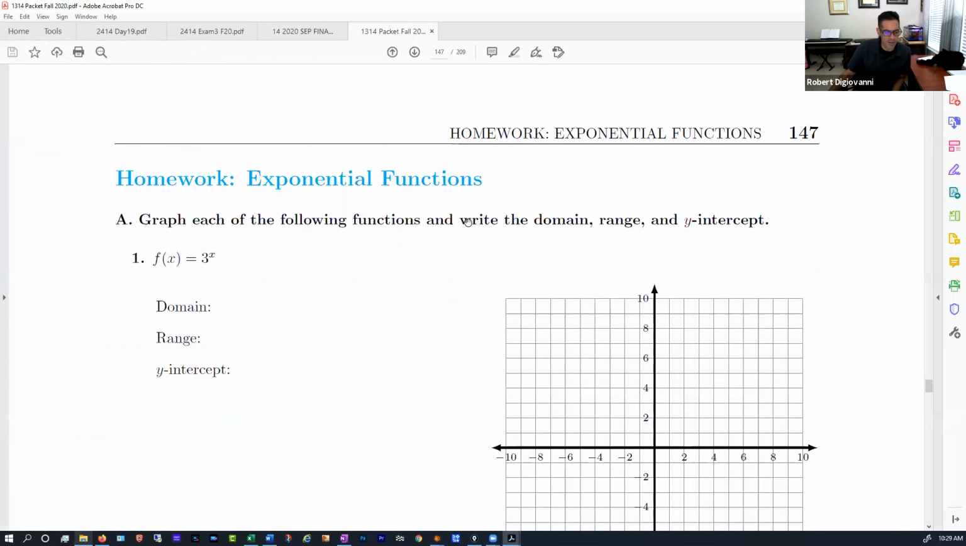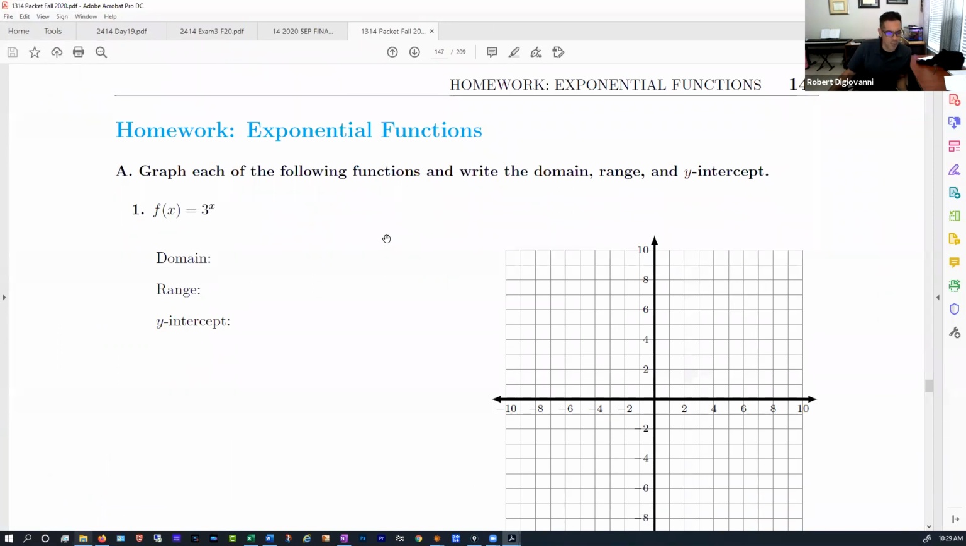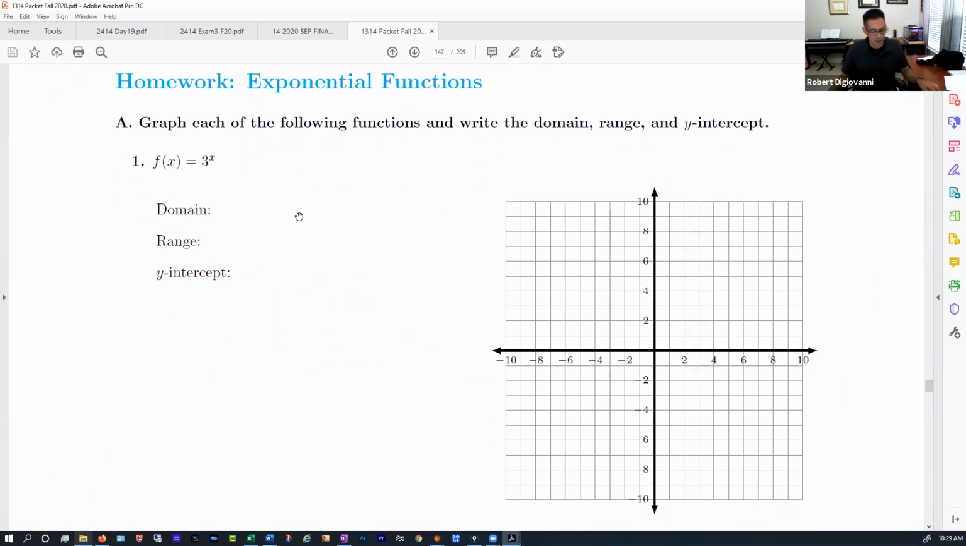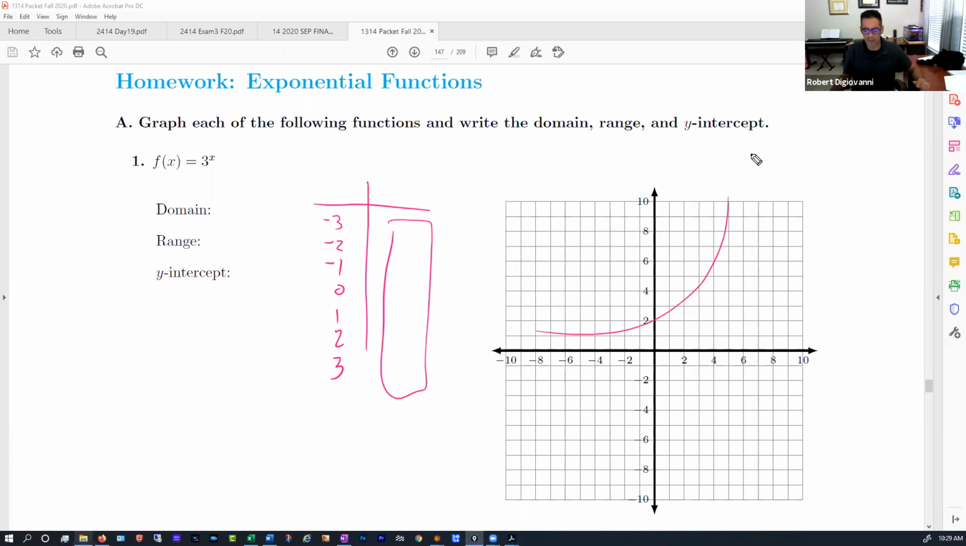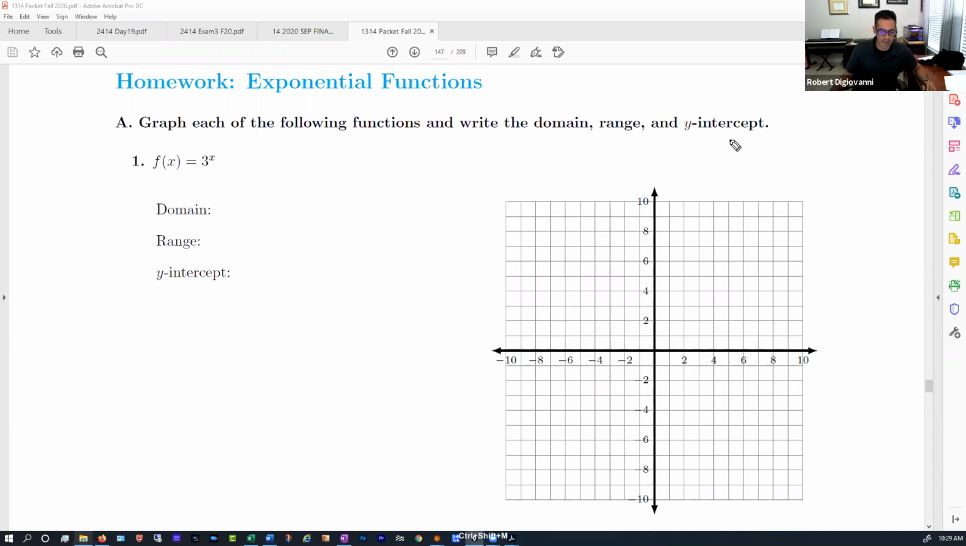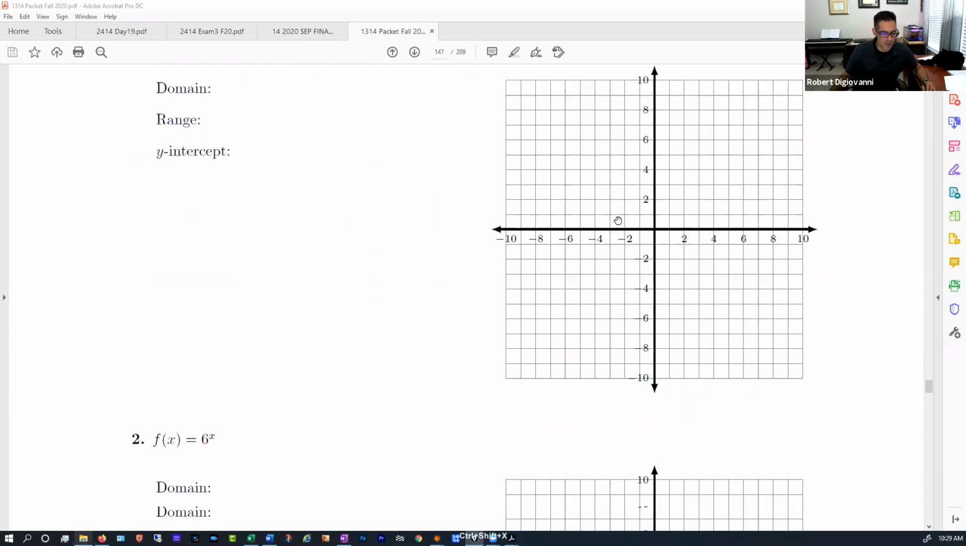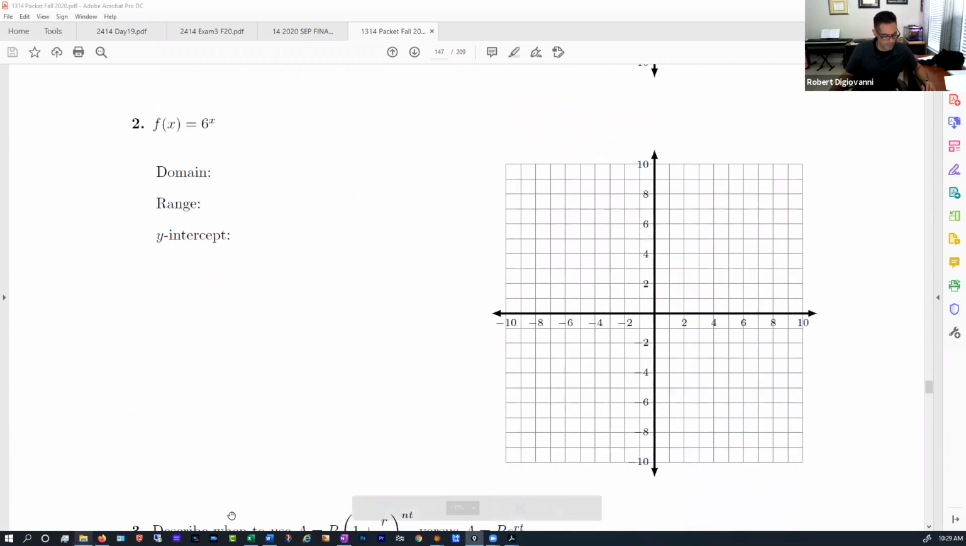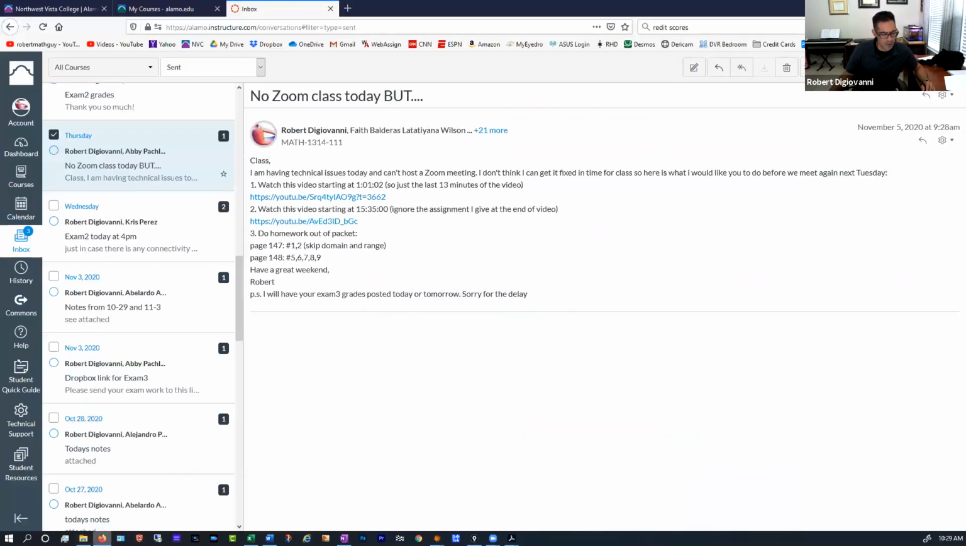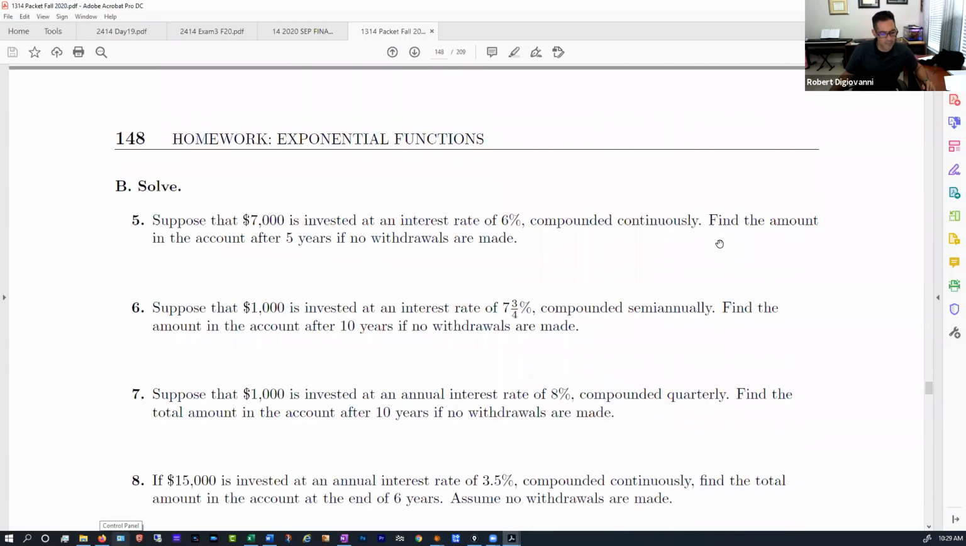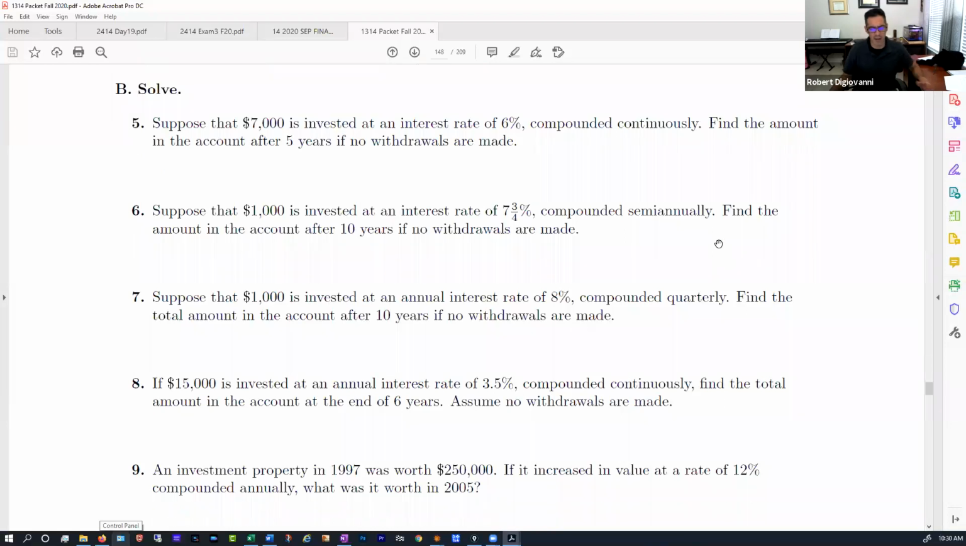So I asked you to do page 147, problems 1 and 2, so graphing these. All I wanted you to do here was make a t-table, -3, -2, -1, 0, 1, 2, and 3, and then create the numbers and then draw your graph. I wanted you to do that for number 1, and then for number 2. And then the other thing I wanted you to do was page 148, 5, 6, 7, 8, 9.